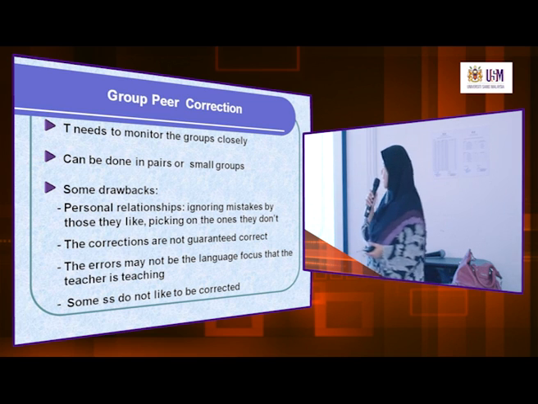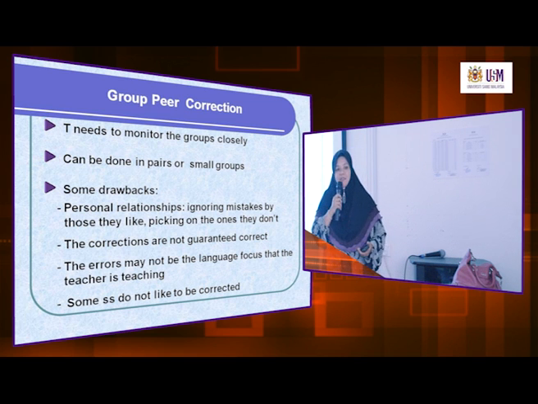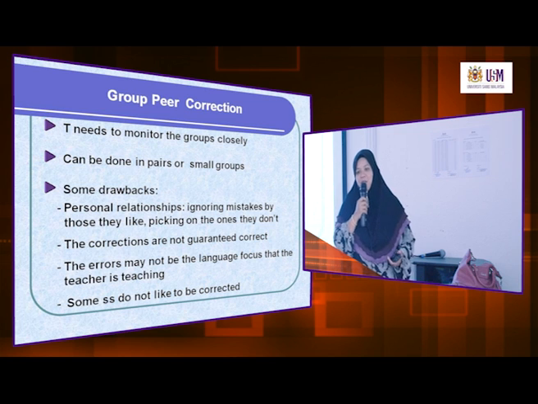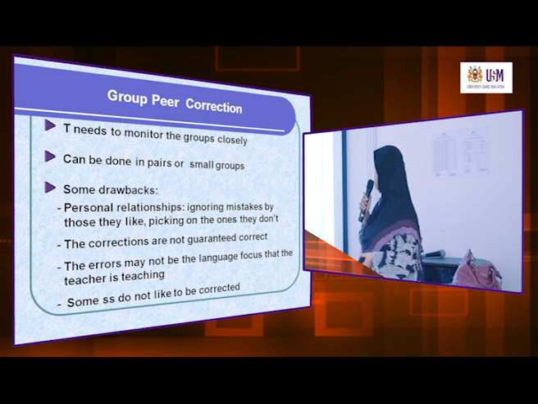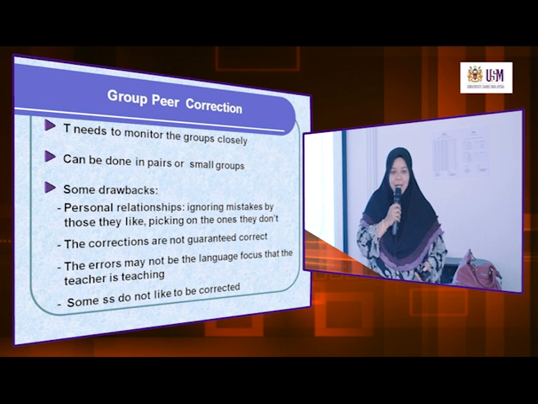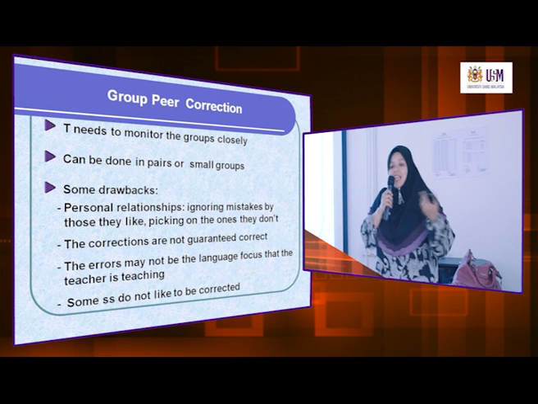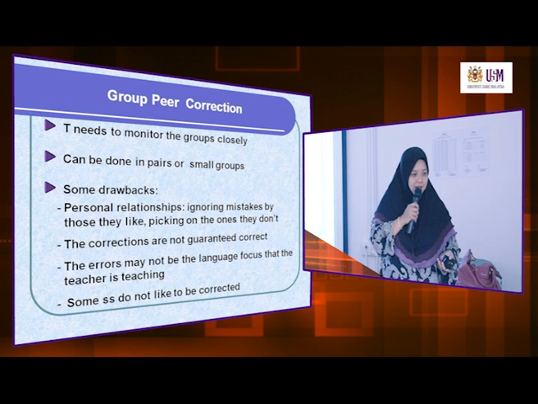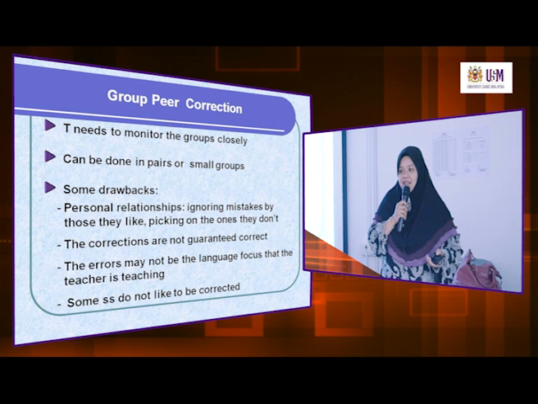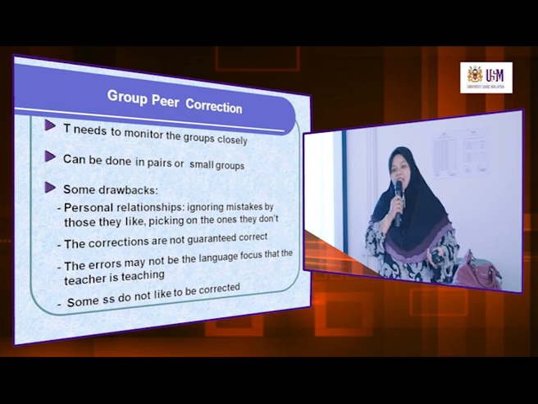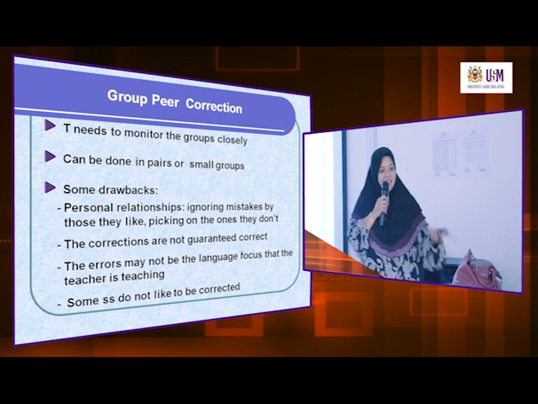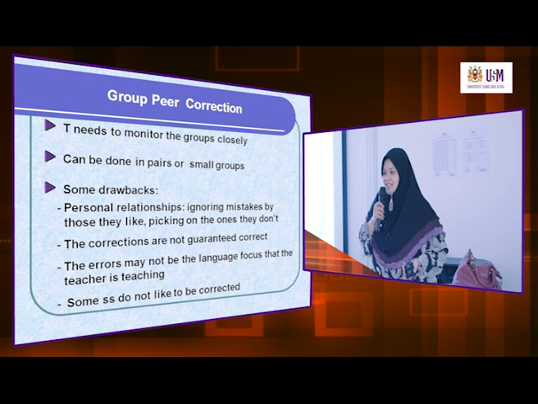Personal relationship. If you are best friend, BFF with your pair, your BFF may ignore the mistake you make, even though it's very big and glaring. But if they don't like that person, then everything will be corrected. If you don't like that person, then everything she or he does is wrong. If you like that person, even though it's a big mistake, you tend to close your eyes.